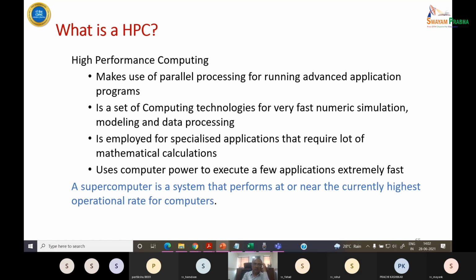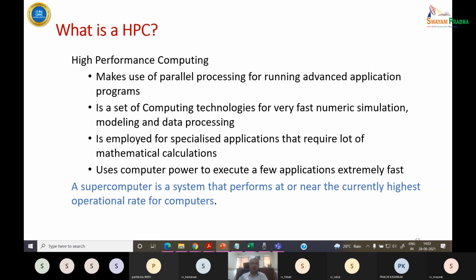What is a supercomputer? It is a computer that performs at the currently highest operational rates. Param 8000, the first computer that CDAC designed in the year 1991, has less compute power than the mobile that you are using today. So the point we are trying to make is that it is a shifting target.